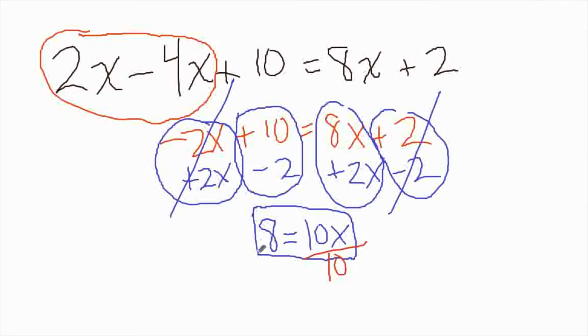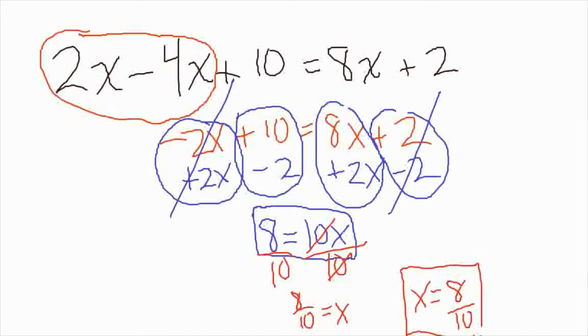So divide by 10, divide by 10 on the right side. If you multiply by 10 and divide by 10, that's the same as not doing anything. So 8/10 is equal to x, or x is equal to 8/10. That is the answer to this black equation. That's what you get when you solve it.